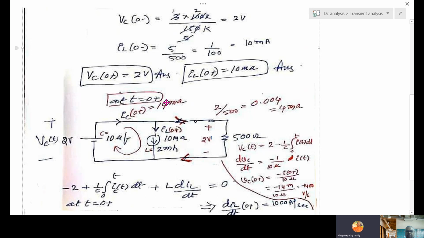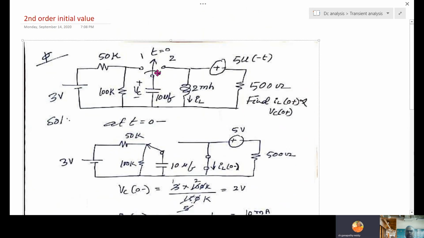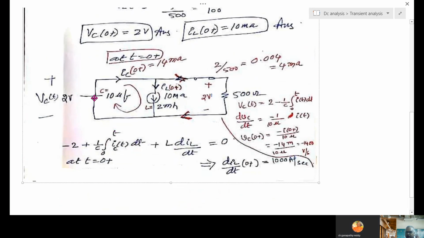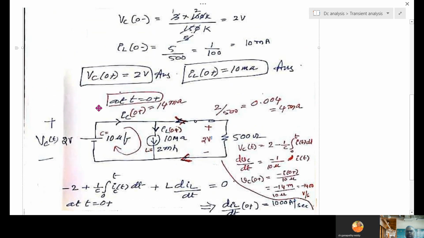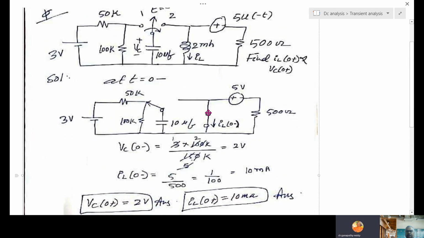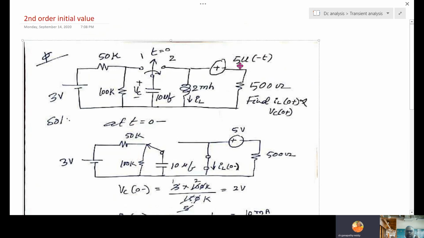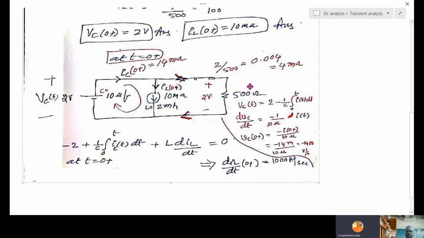Now again draw the equivalent circuit at 0 plus. Now at 0 plus, carefully, the switch is connected to 2. This capacitor is replaced with a voltage source of 2 volts. And this is connected this side. The inductor is replaced with a current source of 10 milliamps. And at 0 plus, what is this value? 0. So this exists only on the left side, not the right side. This is 0, which means short circuit. Shorted. So this is the equivalent circuit at 0 plus.